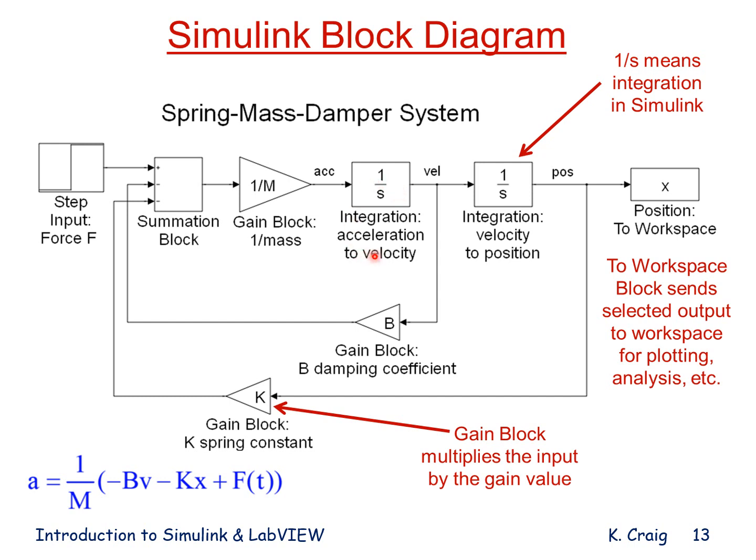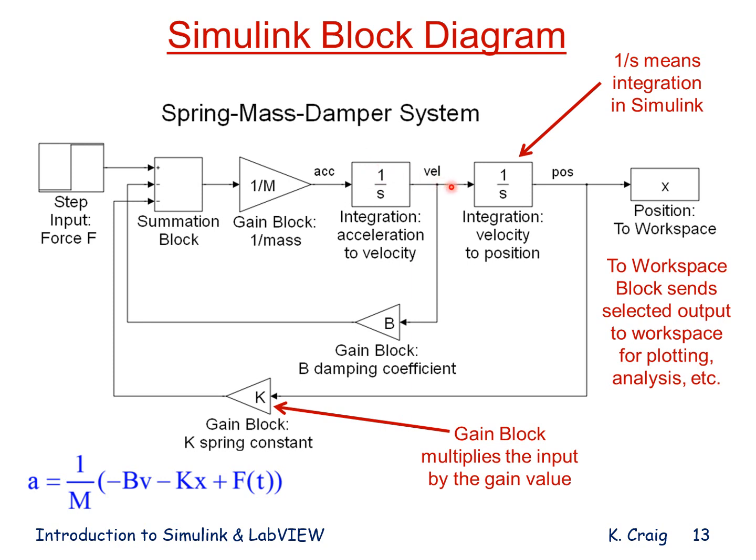And I integrate with knowing the initial velocity at time t equals 0. If the system starts from rest, then that initial velocity is 0. To get position, I integrate velocity. Again, 1 over s. And that gives me position, where I have an initial position, an initial condition in this integration block. So you can see that acceleration by integration leads to velocity with an initial condition on velocity.